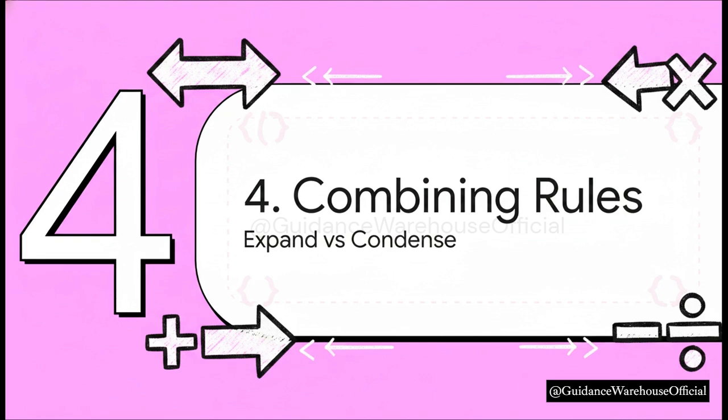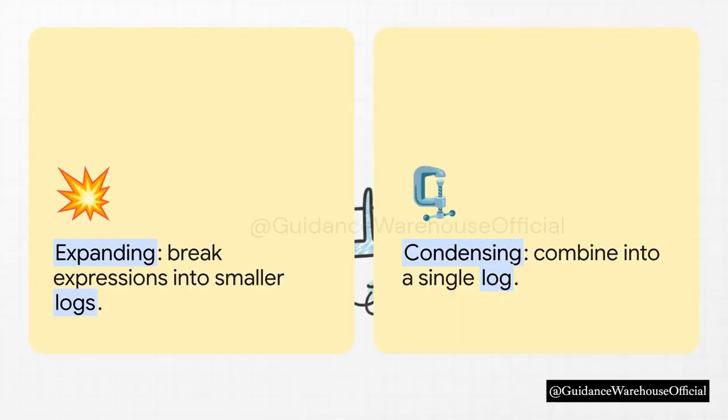Let's look at section 4, combining rules, expanding versus condensing. This brilliantly illustrates the flow of what we're doing. Moving left to right, we're expanding expressions, breaking them apart into smaller individual logarithms using the product, quotient, and power rules. But moving right to left, we're condensing them. We can pack a long string of logarithms back together into a single clean equation, as long as they all share the exact same base.